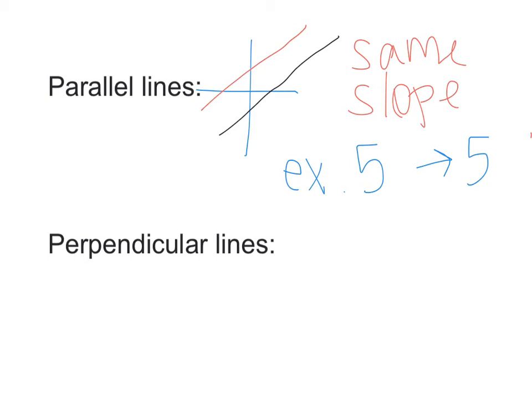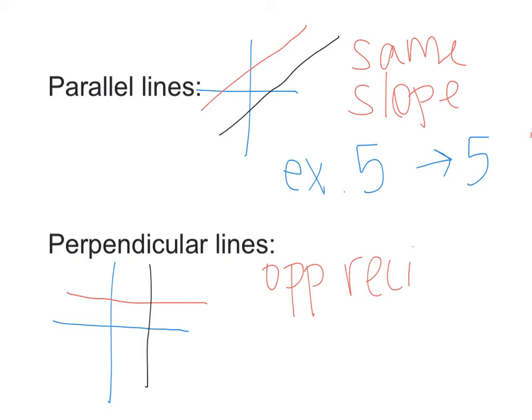The opposite of that is going to be perpendicular lines. We know perpendicular lines are lines that cross at right angles. So now we need to talk about their slopes. Their slopes are going to be opposite reciprocal slopes. Slopes are going to be opposite reciprocals. I'll explain what that means.